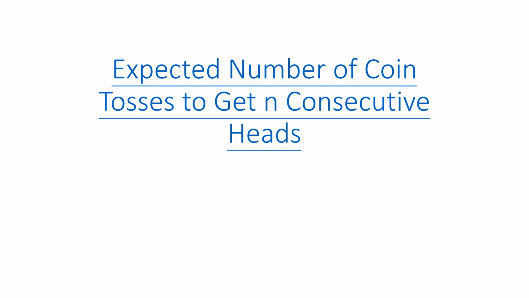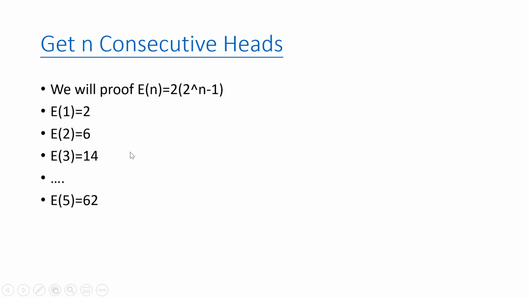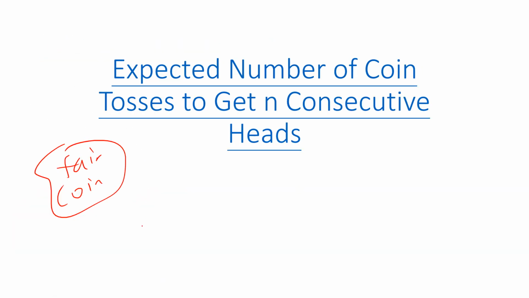I think the question is understandable: the expected number of coin tosses to get n consecutive heads. Suppose you have a fair coin. Each time you toss, you can get a head or a tail, and I want to ask how many tosses you can expect before getting n consecutive heads.